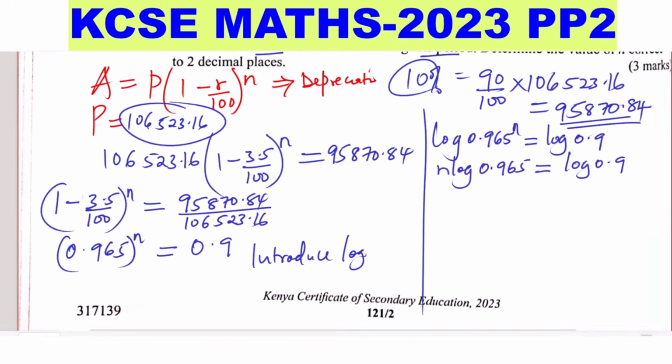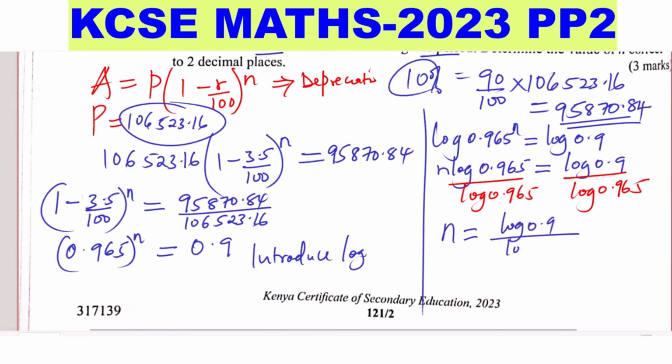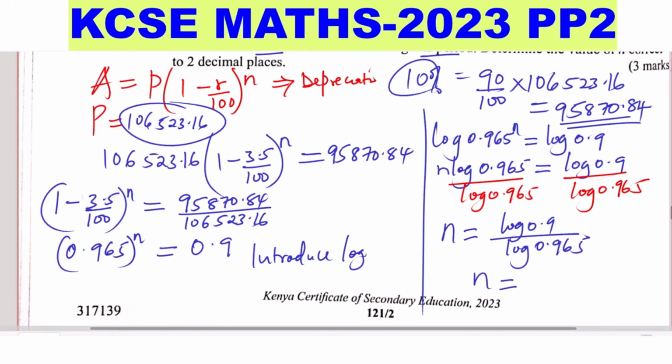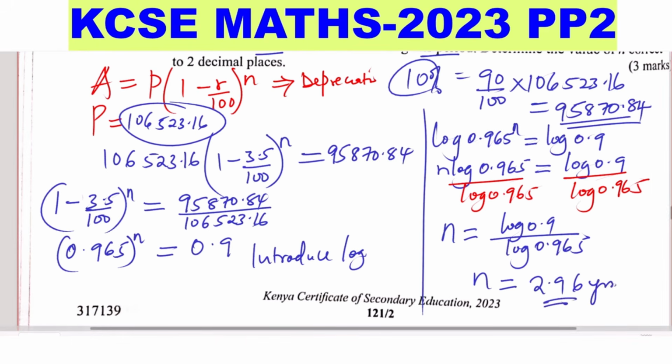So you want to remain with n, divide both sides by log 0.965. This will give n as logarithm of 0.9 divided by logarithm of 0.965. So when you divide that, we've got to give the answer correct to 2 decimal places. This will be 2.96.